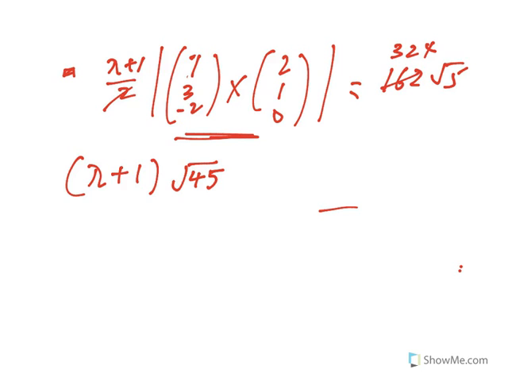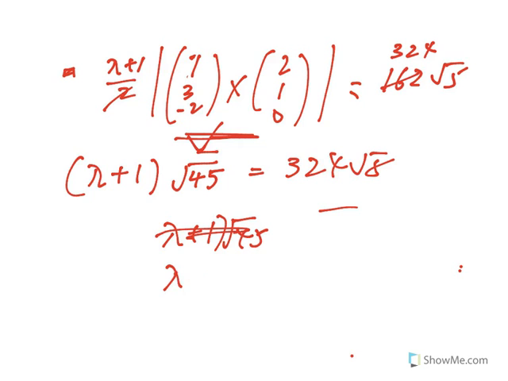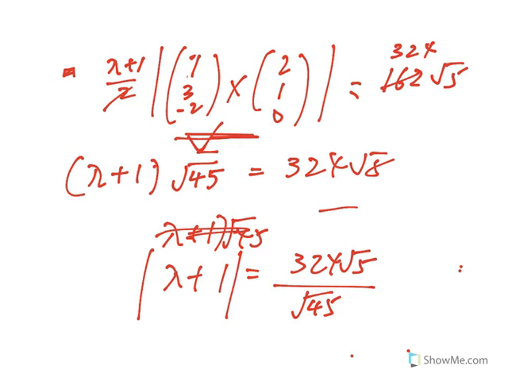Oh, you want me to show how to get from here to here? Can do that, yeah. I'm scared I show too much, you all get very bored. So, lambda plus 1 times square root 45 equals 324 square root 5. Sorry, lambda plus 1 modulus equals 324 square root 5 over square root 45. And you can solve. Eventually you will get lambda plus 1 equals 108, or lambda plus 1 equals negative 108. Can get these two? Cannot, is it?